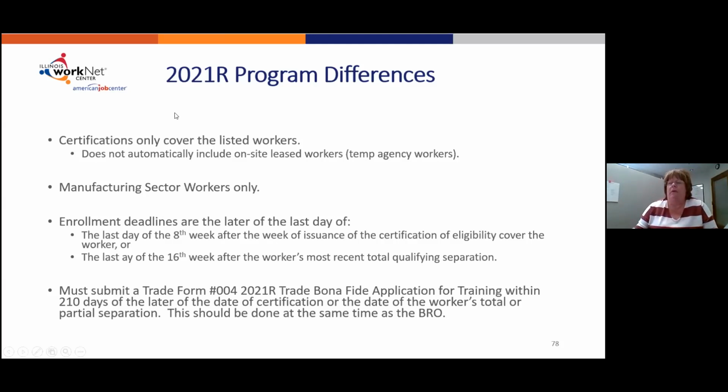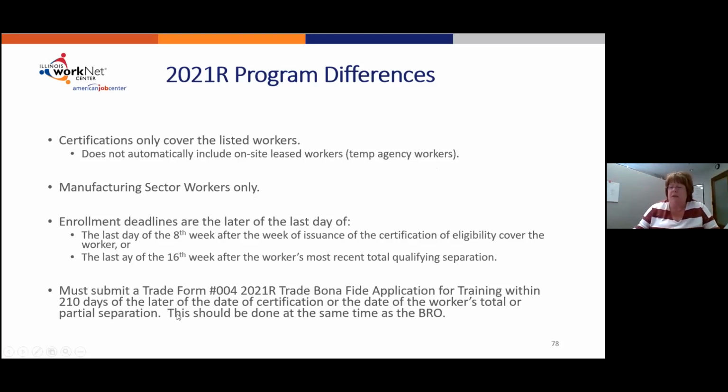Okay, so the 2021R program differences. The certifications only cover the listed workers on that. It does not automatically include on-site leased workers or temporary agency workers, as previous certifications have done. It's for manufacturing sector workers only. And the enrollment deadlines are different. It's the 8th week from certification or the 16th week from the last total qualifying separation. Those are very key. That means they're going to have to act very fast.